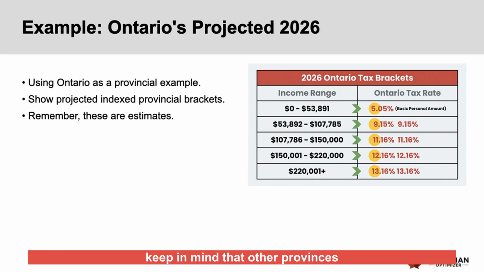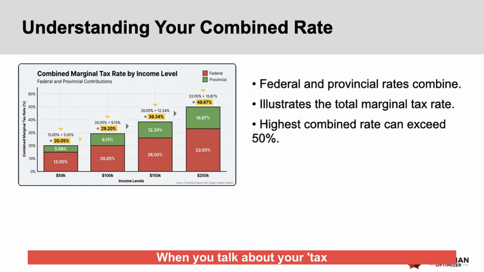However, keep in mind that other provinces like British Columbia actually saw a rate hike this year, with their lowest bracket increasing to 5.6%. This highlights why your location is just as important as your income when calculating your final 2026 tax bill. When you talk about your tax rate, you're generally referring to your combined federal and provincial marginal rate. This is the true percentage of tax you'll pay on your next dollar of income.